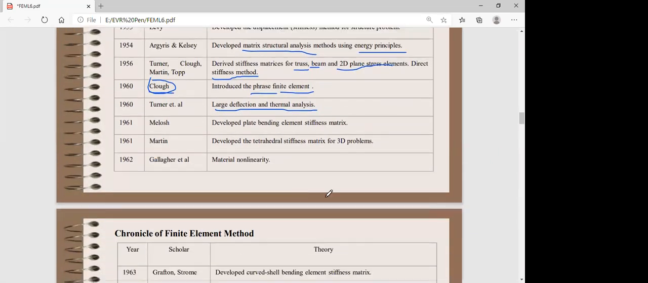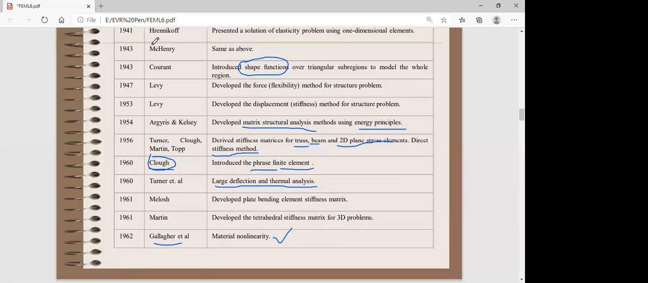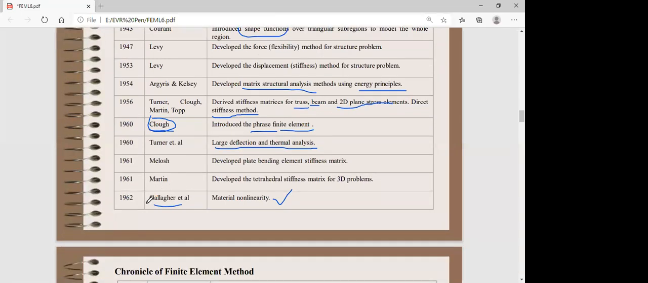In 1962, the scientist Gallagher worked on material nonlinearity. From 1941 to 1961, the material they had chosen was isotropic material. But in 1962, Gallagher introduced material nonlinearity and anisotropic material.